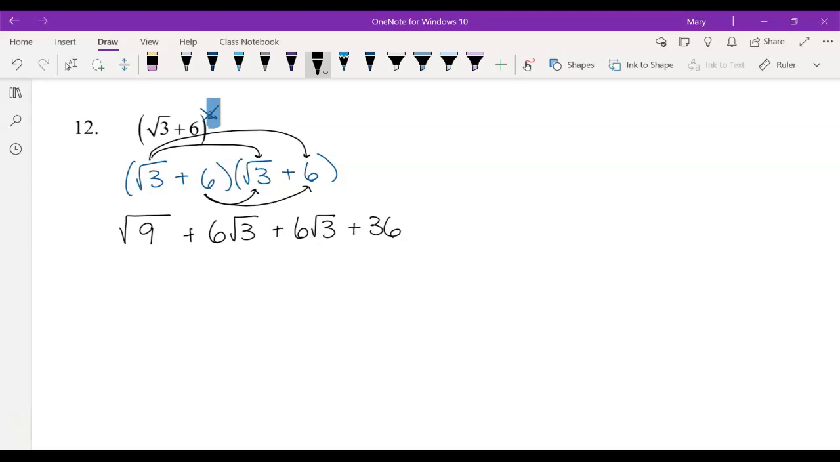Then you go through and you ask yourself which square roots can be simplified further. That square root of 9 right there is actually just a 3. The radical 3's do not break down anymore. There's no more perfect squares.